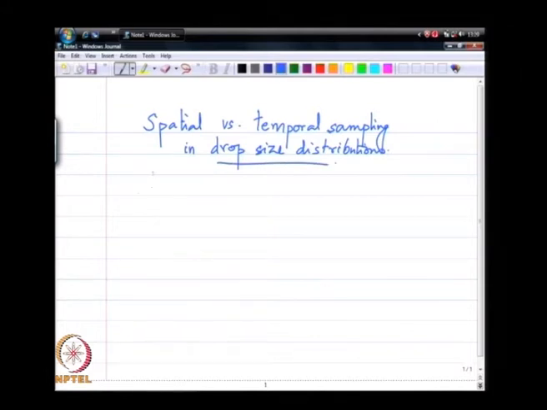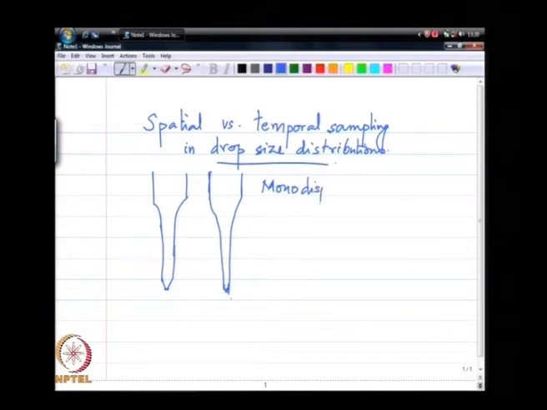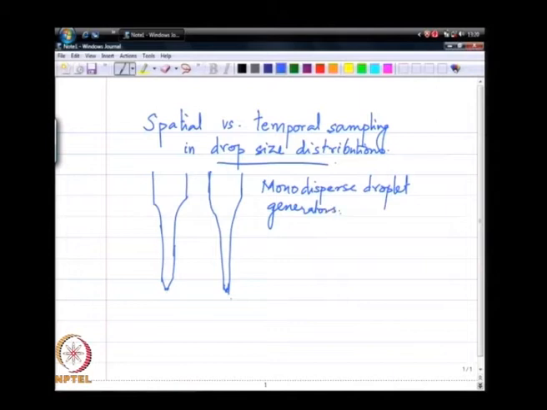Okay, let us take a couple of monodisperse droplet generators. So, these are monodisperse generators. I will number them 1 and 2. The whole idea of monodisperse means that they are producing drops of one size.